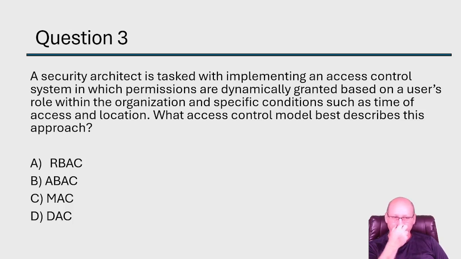Question number 3. A security architect is tasked with implementing an access control system in which permissions are dynamically granted based on a user's role within the organization and specific conditions such as time of access and location. What type of control model best describes this approach? What do you think? Which one is it?